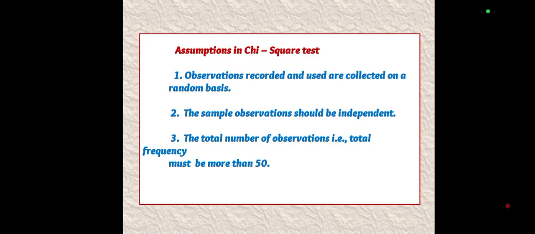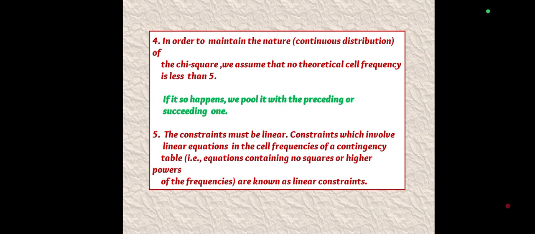The assumptions. Already we have discussed the assumptions. The observations recorded and used are collected on a random basis. The sample observations should be independent. The total number of observations, that is the total frequency, must be more than 50. And the fourth one is, in order to maintain the continuous nature of the chi-square distribution, we assume that no theoretical cell frequency is less than 5.